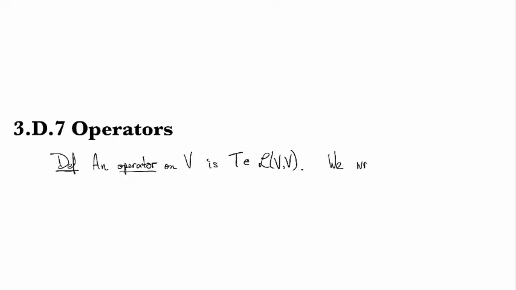Operators are the most useful and the most widely studied type of linear transform. An operator is just a linear transform whose domain and codomain are the same. So an operator on V is just a linear transformation from V back to itself. These are well studied, and so most of the time people just write L of V for L of V, V.